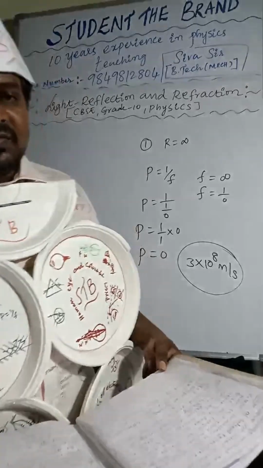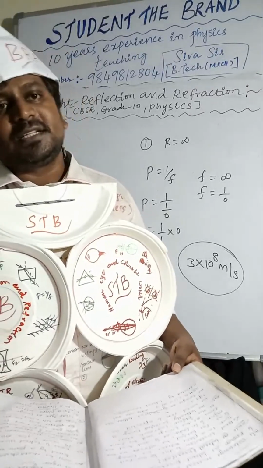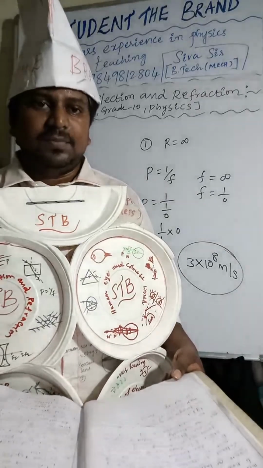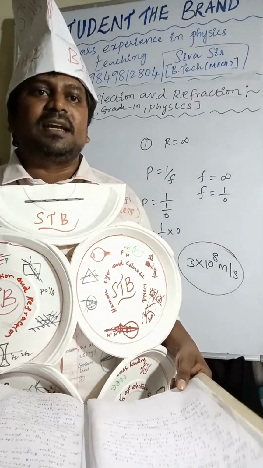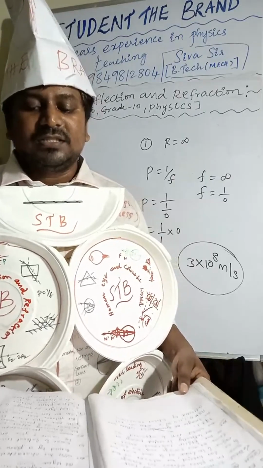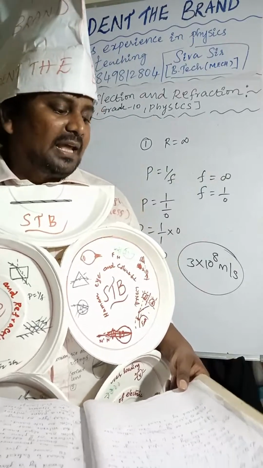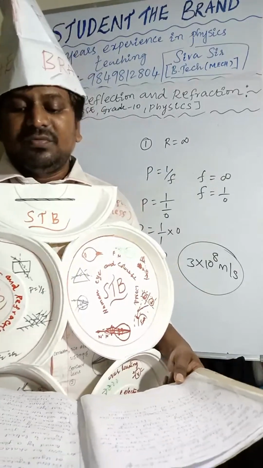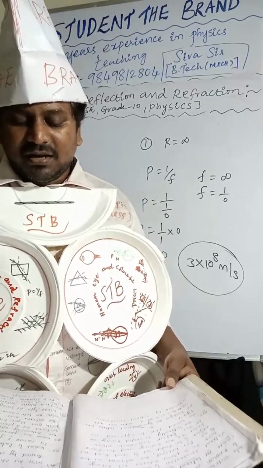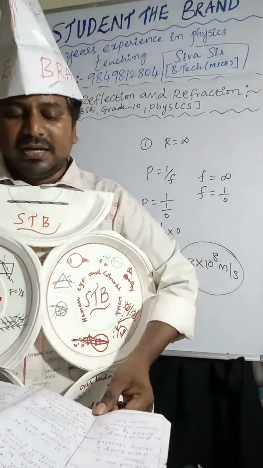State the laws of reflection of light. What are the laws of reflection of light? Incident ray, reflected ray, and normal line lie on the same plane. And angle of incidence is equal to angle of reflection.